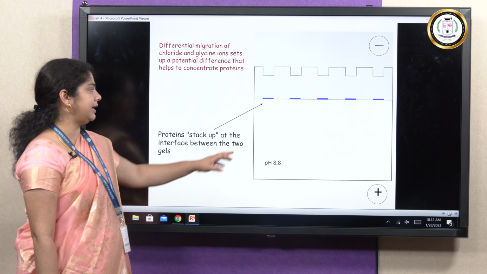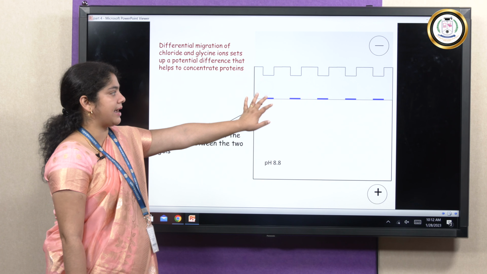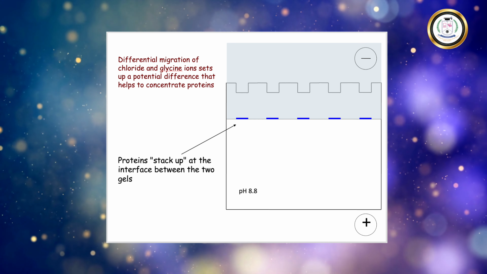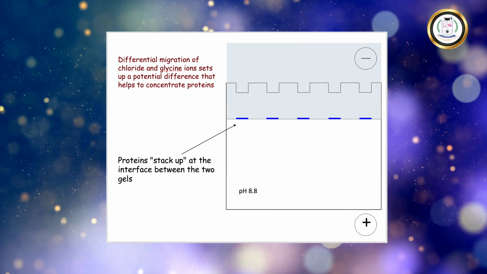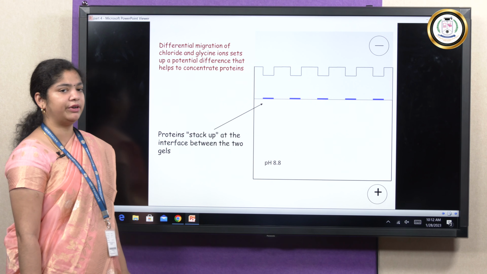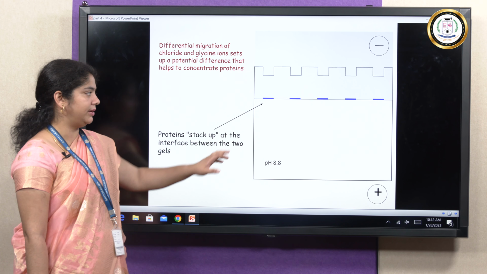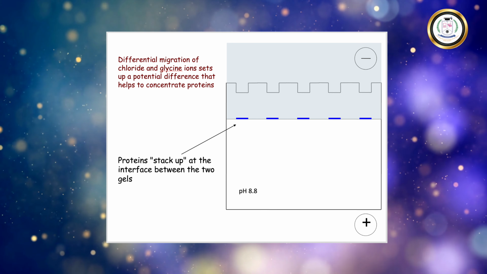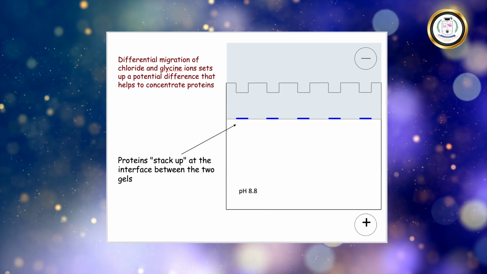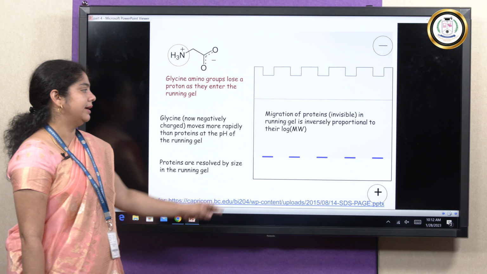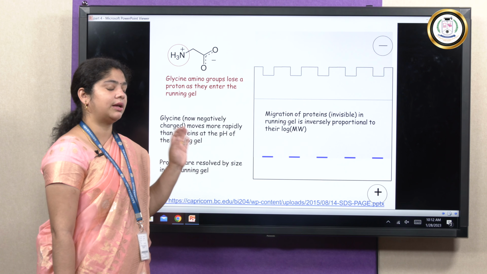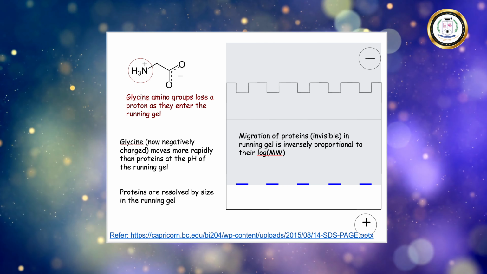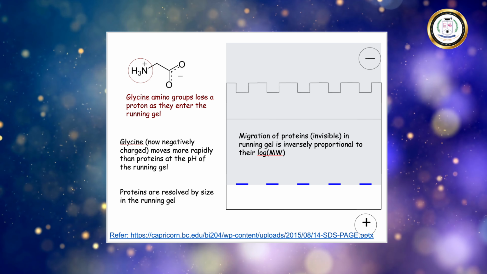In the stacking phase, the proteins get stacked along with the glycine, and you can see there is a potential difference that helps in concentrating all the proteins in this area. Then once it enters the stacking gel, it goes to the separating gel, where the migration of the protein occurs. Here the migration of the protein is completely dependent on the molecular weight, and based on the molecular weight and the negative charge, it keeps moving along the gel.